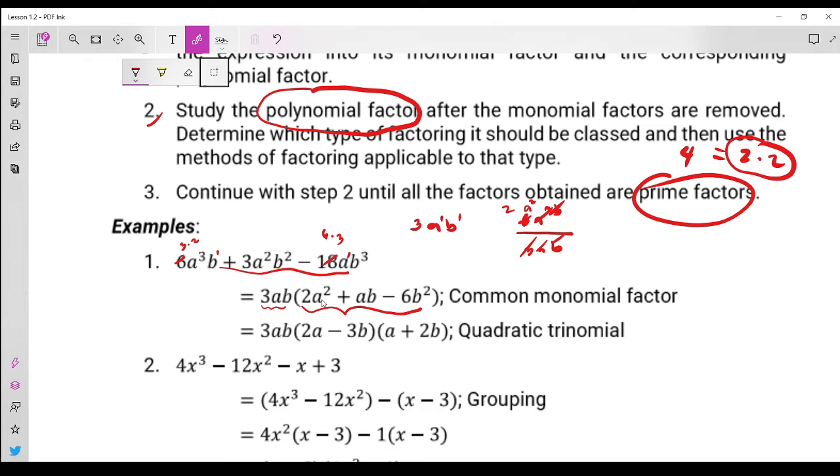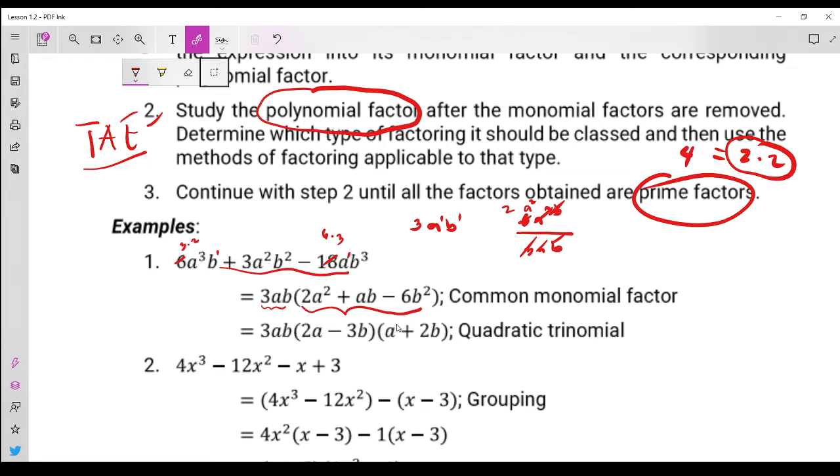For a perfect square trinomial, if we can identify that our expression is a perfect square trinomial, what we're going to do is just get the square root of the first term and the last term, and then voila, we have our factors. But if it is not a PST, if it is a GQT, meaning general quadratic trinomial, then we should use the trial and error method, or the TAE method, in factoring that one. Okay, so now let's check.